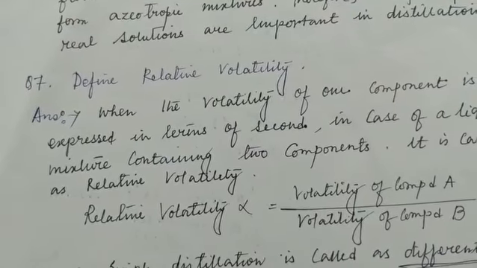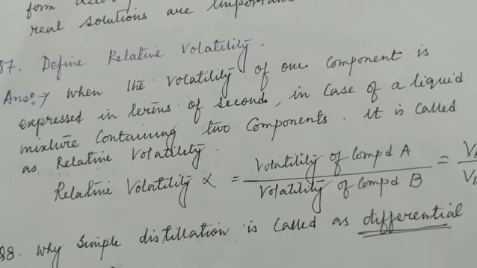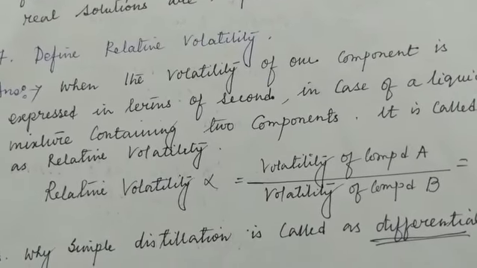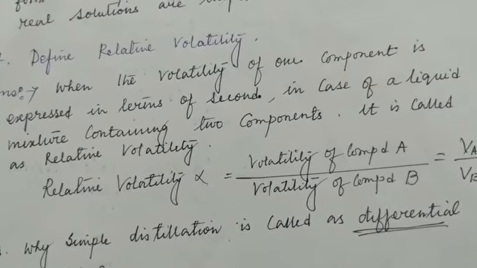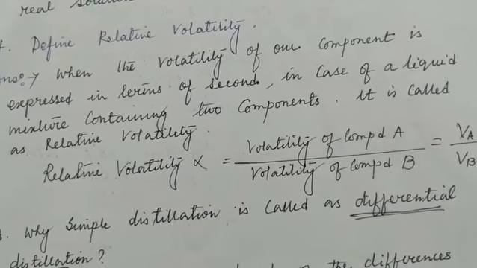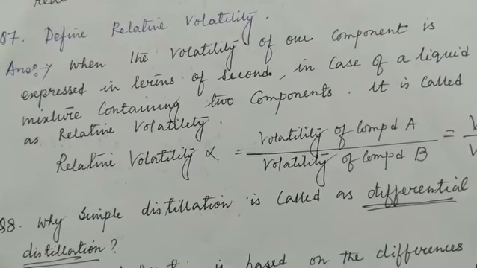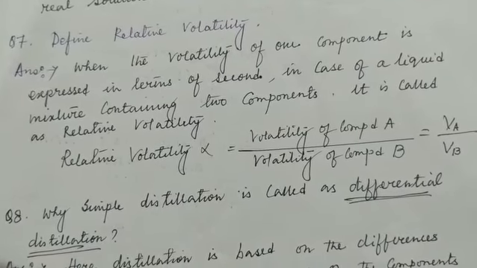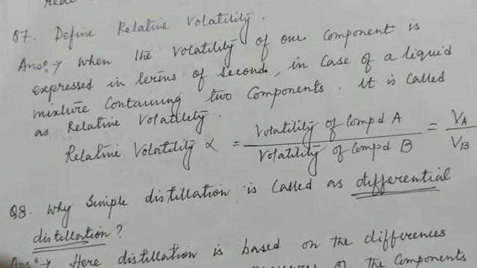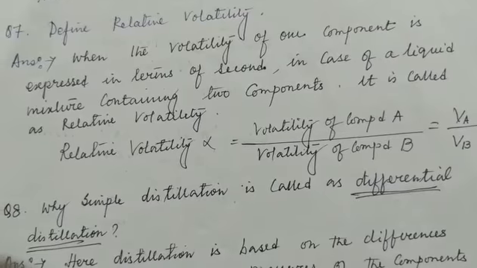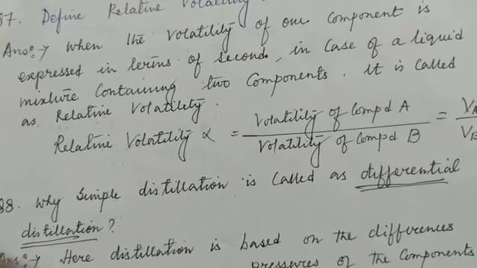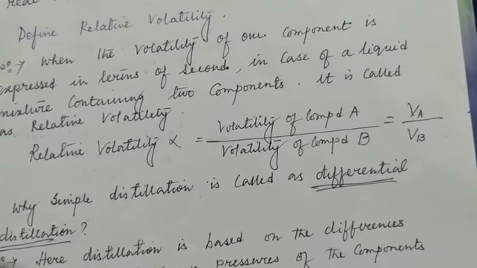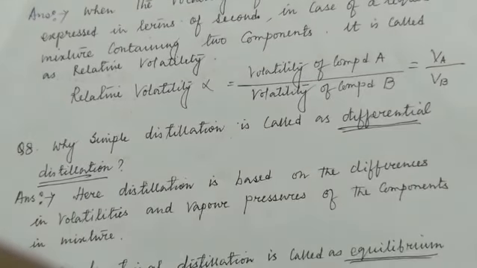Next, define relative volatility. When the volatility of one component is expressed in terms of the second, in case of a liquid mixture containing two components, it is called relative volatility. So when you are going through relative volatility, relative means you are comparing one with the other. So relative volatility alpha is equal to volatility of compound A by volatility of compound B, that is VA by VB.